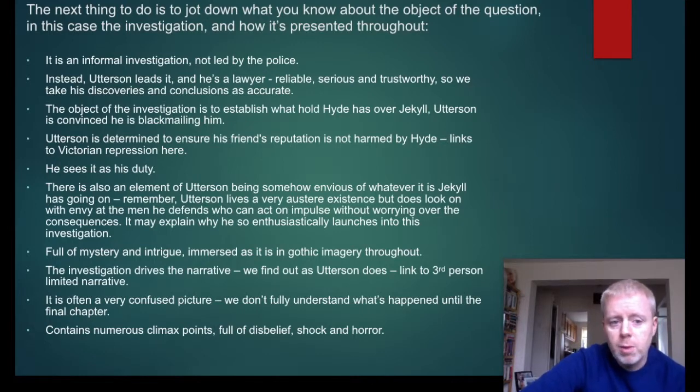I've said it's an informal investigation because it's not led by the police. Remember, Utterson is a lawyer. He's just merely Jekyll's friend, who's curious about the role of Hyde in his friend's life and sets about trying to ascertain what the hell is going on.